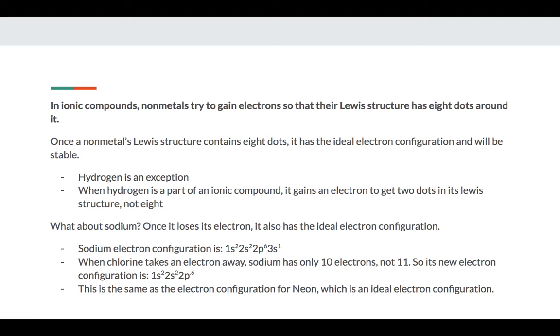But what about sodium? Once it loses its electron, it also has the ideal electron configuration. So sodium's original electron configuration is this here. But when it loses an electron, sodium will only have 10 electrons left and not 11. So its new electron configuration is 1s squared, 2s squared, 2p to the 6. We got rid of that 3s1 because it lost an electron. And this is the same electron configuration as neon, which is an ideal electron configuration.